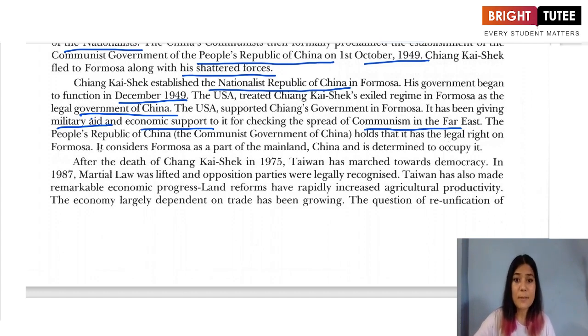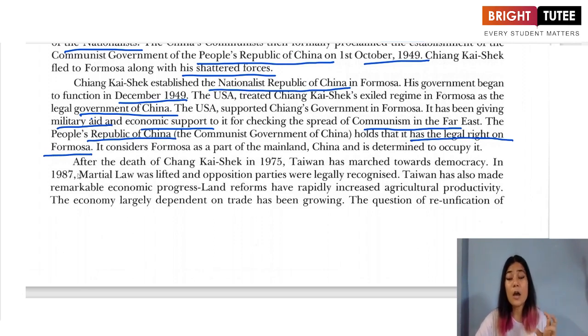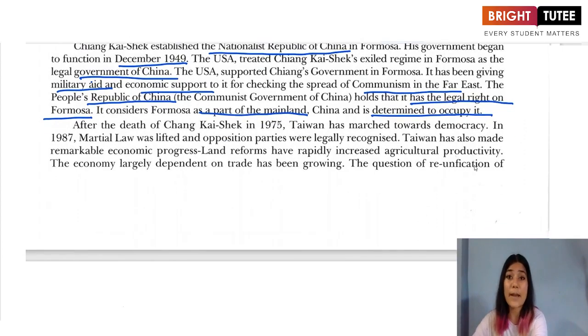The People's Republic of China, all right, holds that it has the legal right over Formosa. The People's Republic of China, the mainland China, believes and holds the claim over Formosa. Okay, it believes that Formosa is part of mainland China. It considers Formosa as part of mainland China and was determined to occupy it and has continued to remain determined to occupy it.